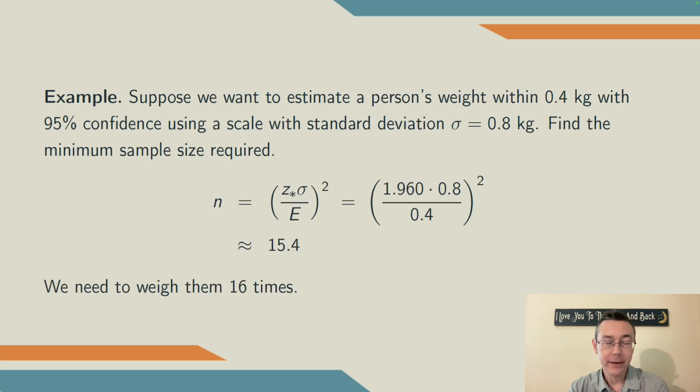Plugging these values into my formula for the sample size needed for a certain level of confidence, standard deviation, and margin of error, I get 15.4. Now, while formally that should be rounded down to n equals 15, we instead want to round this up to 16. We should do 16 weighings in order to achieve a margin of error no worse than 0.4 kilograms. By rounding up, we ensure that our margin of error goes down a little tiny bit, not up a little tiny bit, potentially violating that 0.4 kilogram margin of error restriction that we have.